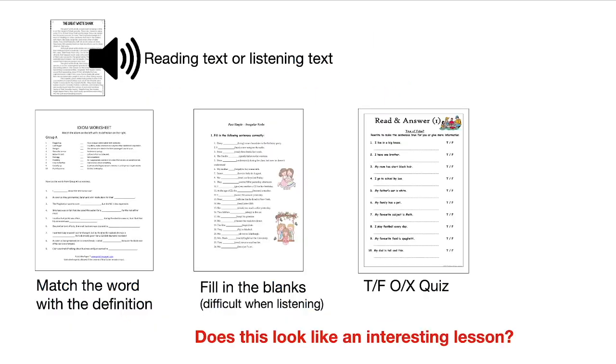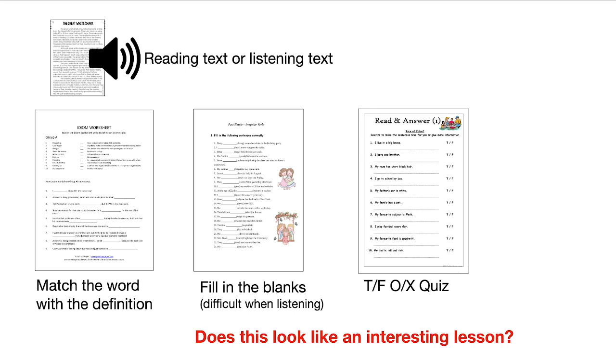Now, let's start looking at more examples of steps and activities. So we have a reading text or a listening text, and here are 3 examples of activities. The first one, we have match the word and the definition. So we have a list of words and a list of definitions, and then we have a fill in the blanks at the bottom of the worksheet. The next one, we have a fill in the blanks with the listening. Okay, so this could be the lyrics of a song, for example, and students have to listen and fill in the blanks. And then the third example here is a true or false or OX quiz to check comprehension of the listening or reading text.